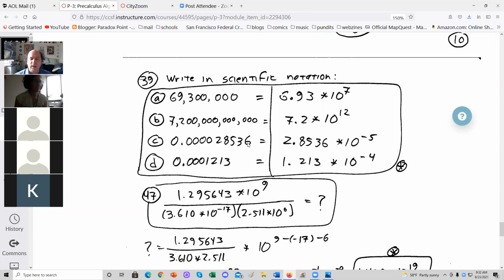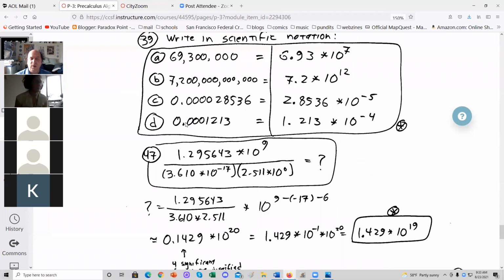0.0000028536. Write this as 2.8536. We move the point 1, 2, 3, 4, 5 to the right. So 2.8536 times 10 to the negative 5. Here is 0.001213. Okay, this we write as 1.213. We move the decimal point 1, 2, 3 to the right. So 1.213 times 10 to the negative 3.